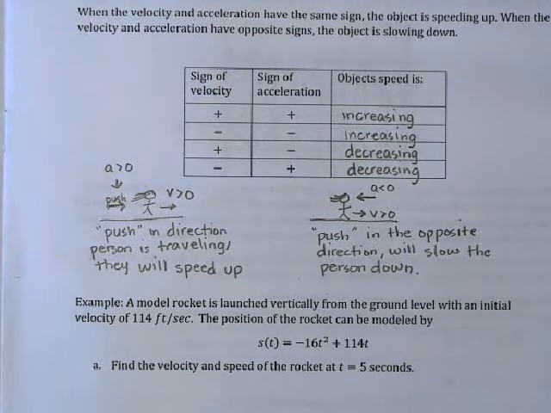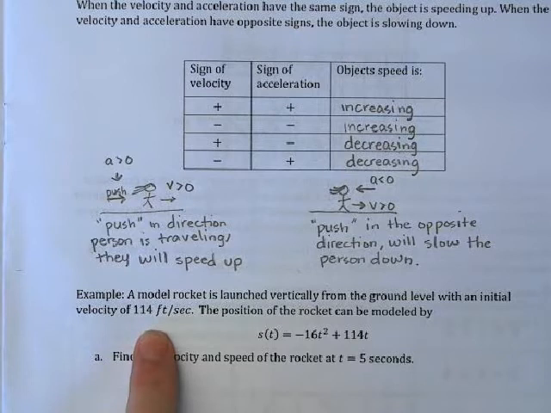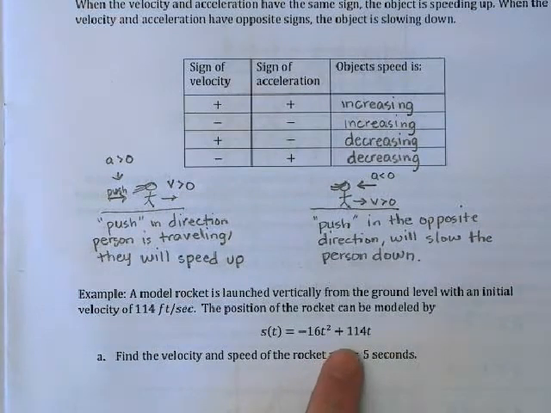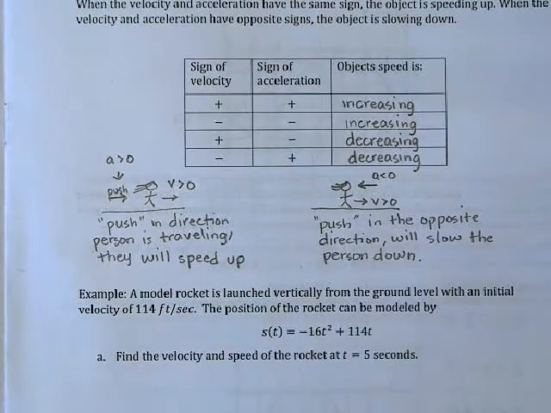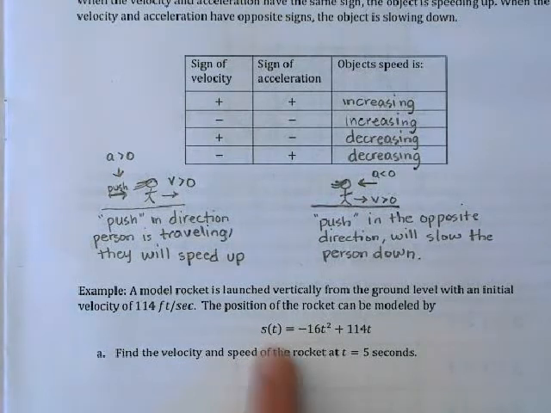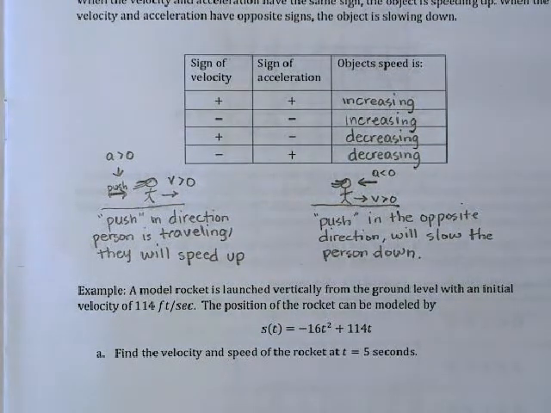Let's look at a little example. We've got a model rocket. It's launched vertically from the ground with an initial velocity of 114 feet per second. Remember our position function. There's its initial velocity. Its original height was 0 because it was from the ground. So this is giving us the position, the height of the rocket over time. Find the velocity, that means instantaneous, and speed of the rocket at t equals 5.